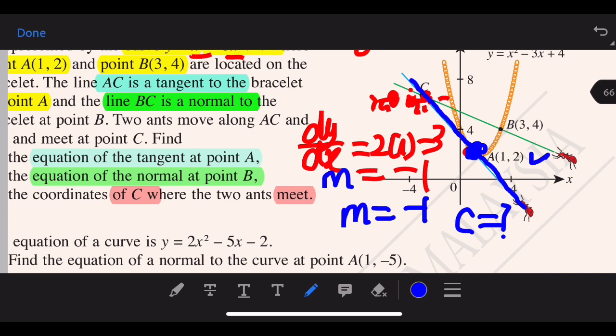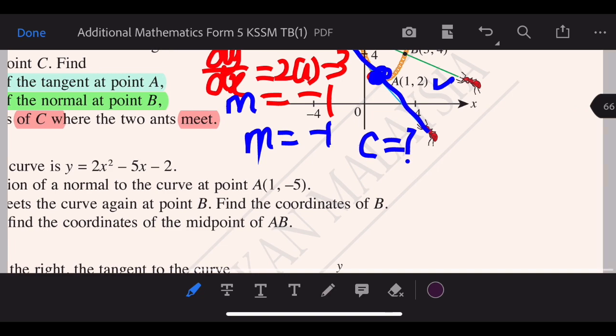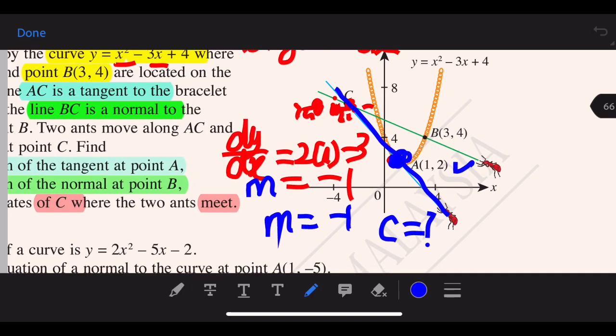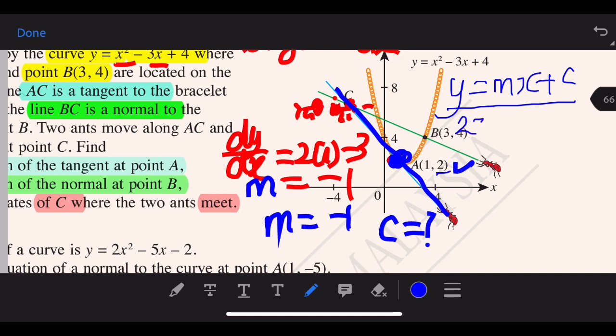y = mx + c. So let me find a space to do this. I want to find the equation of the blue line, so I will write y = mx + c, because a normal and a tangent are straight lines, so you can always use this. So y is 2, gradient is what you found just now, negative 1, x is 1, plus c. So c is 2 plus 1, which is 3, right?